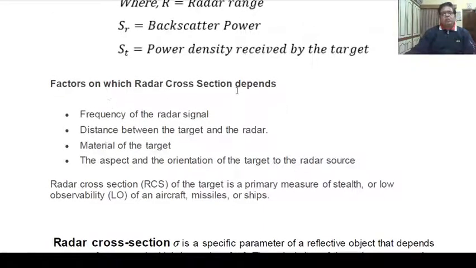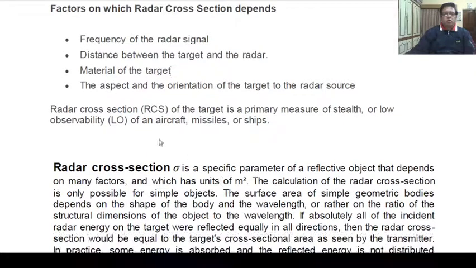Factors on which radar cross section depends: the frequency of the radar signal; the distance between the target and the radar, that is the range; the material of the target, a very important point, it depends upon the material of the target also; and the aspect and the orientation of the target to the radar source.